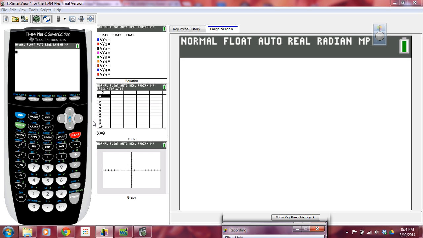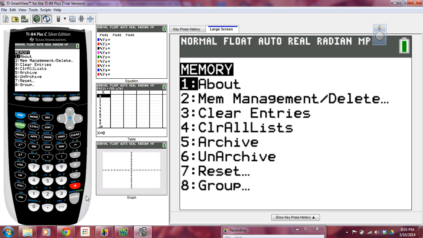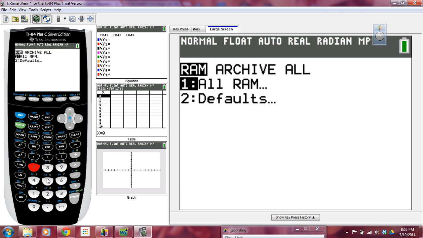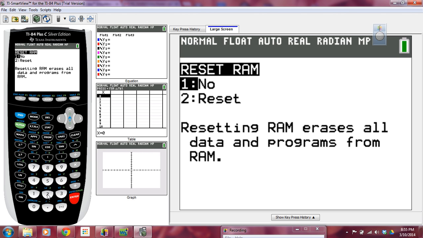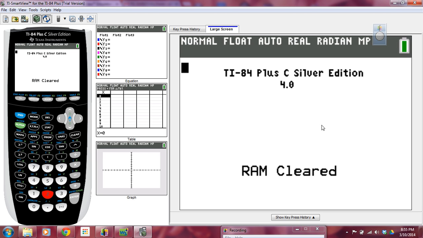Okay. So, on your calculator, you're going to press second and the plus sign to pull up our memory menu. Alright. And we want to press 7 for the reset. We want to do all RAM. It's already selected, so we'll just press enter. And remember, this is the screen saying, are you really sure you want to do that? So we're going to press option number 2. And then we should get a screen that says RAM cleared.